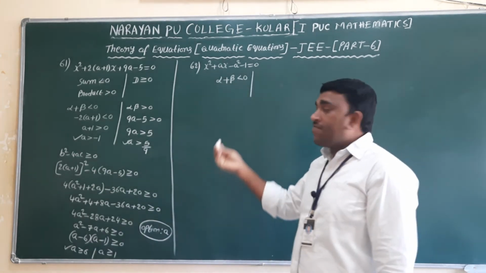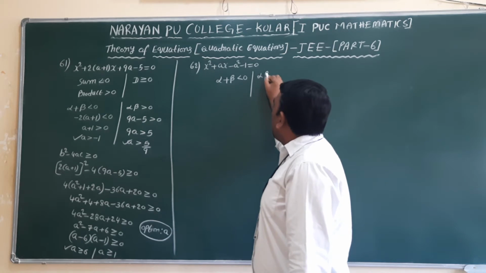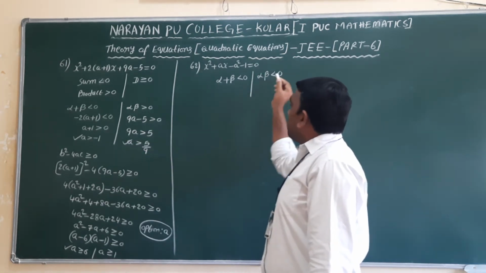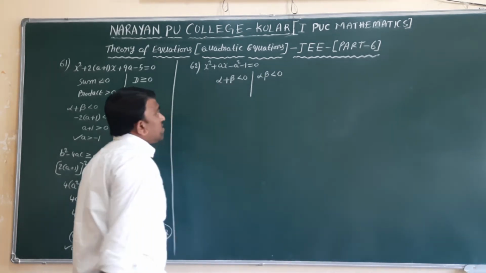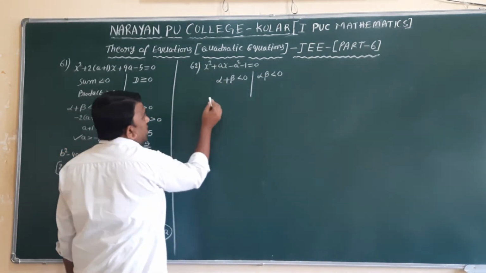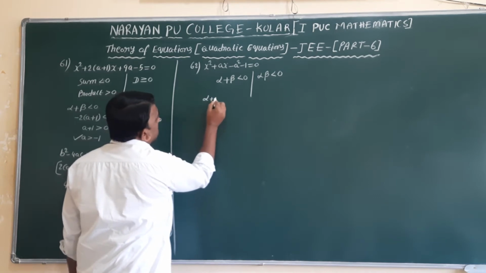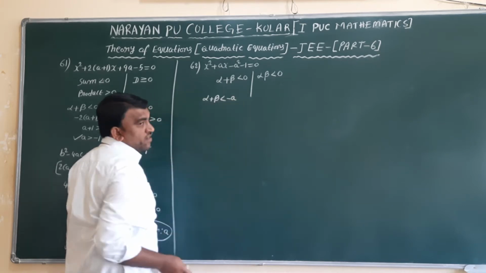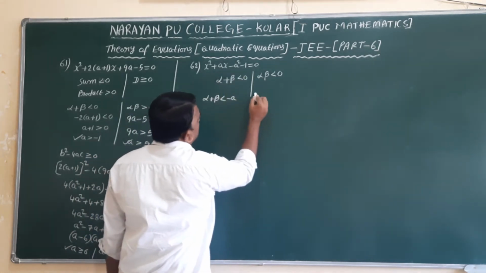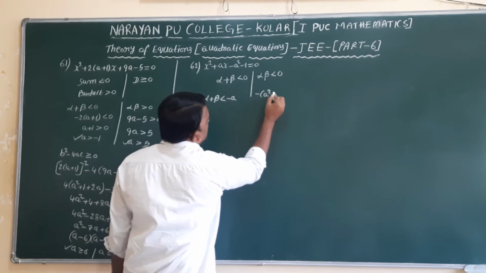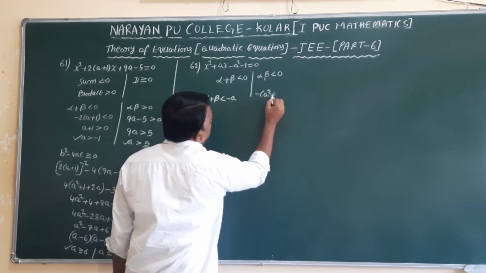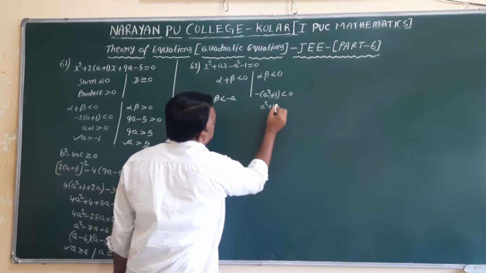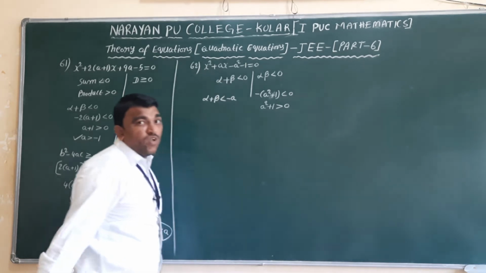Then what about the product of the roots? Minus into plus, that is also less than 0. So the sum is less than 0 and the product is also less than 0. Alpha plus beta is minus b by a, which means minus a. So here the product, minus of a square plus 1, is less than 0. Also we can write a square plus 1 is greater than 0, while dividing with negative, the inequality will change.